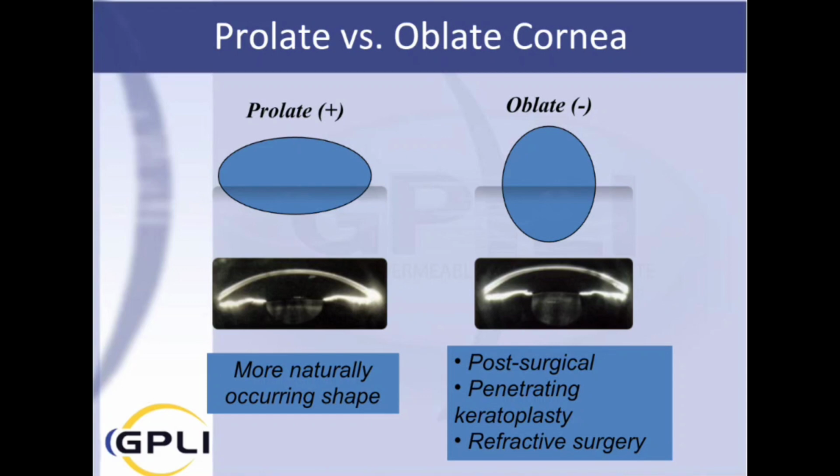The value on the shape factor, whether it's positive or negative, describes whether the cornea is prolate, steep in the center and flattens to the periphery, or oblate, flat in the center and steepens into the periphery. Naturally occurring eyes are all prolate. Oblate eyes are post-surgical, such as penetrating keratoplasty or refractive surgery.